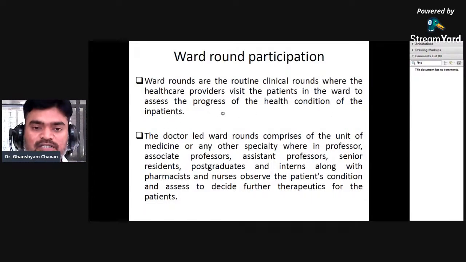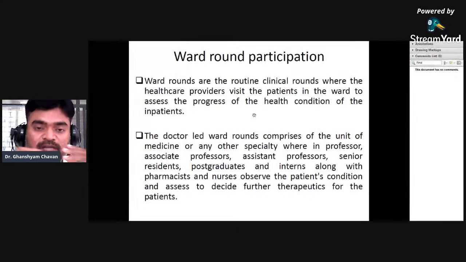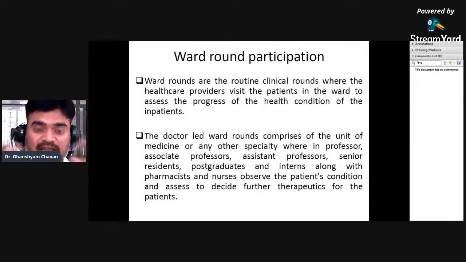Now, whenever the patient has been admitted into the hospital for the first time, what was the first condition? What were the various symptoms he was suffering from? And if any progress occurs, we can analyze and check by taking these routine rounds. We are doing rounds at least once a day or twice a day.